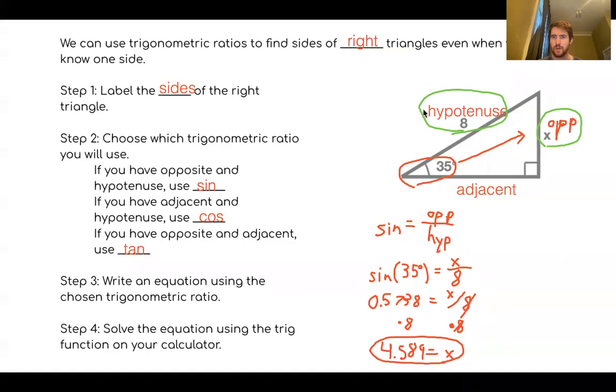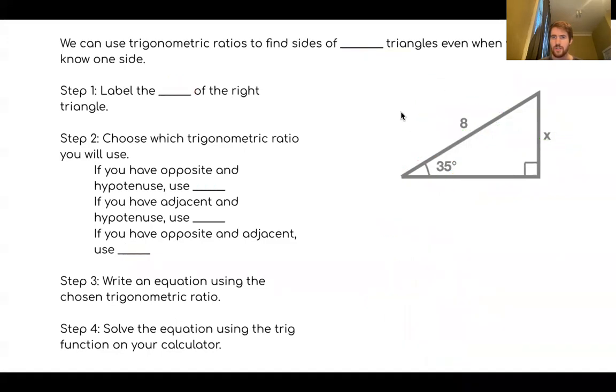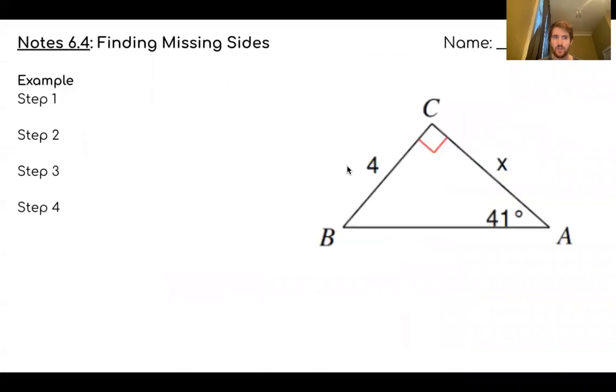Let's do one more example. So I will clear this, go on to the back of your notes, and we'll go through the same steps. So again, we have a triangle. Step 1 is we're going to label the sides. First, let's find the hypotenuse. Hypotenuse, longest side across from the right angle. So it is down here.